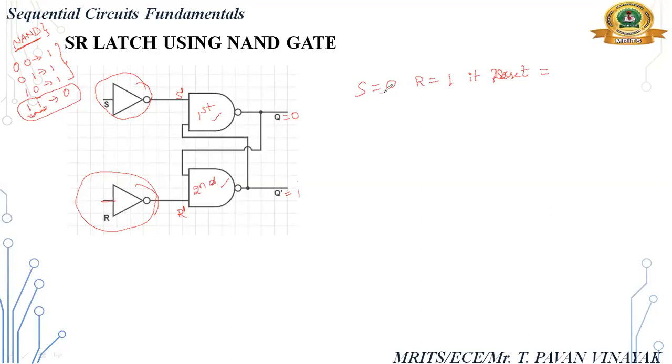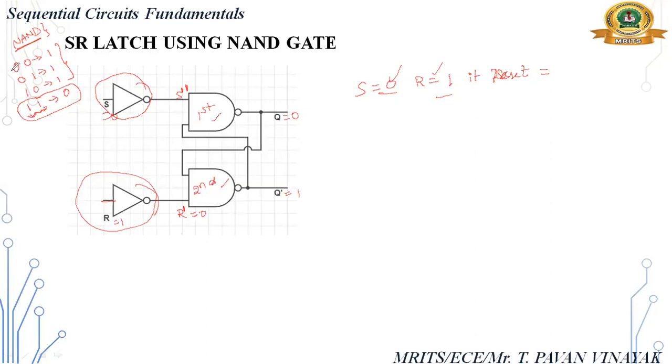Let us check this condition. S is equal to 0, R is equal to 1. Now complement: S bar is 1, R bar is 0. Now observe here.